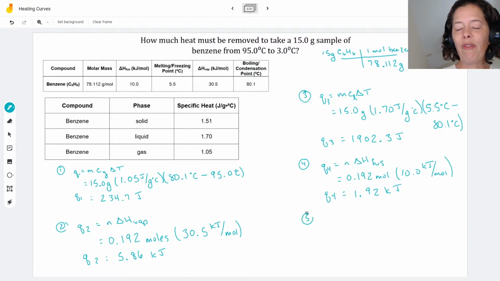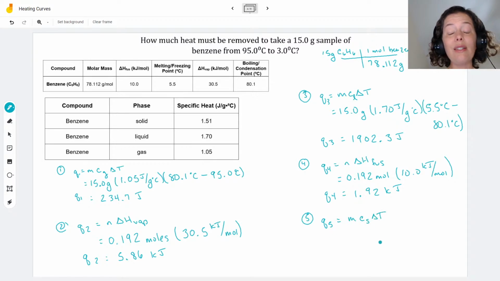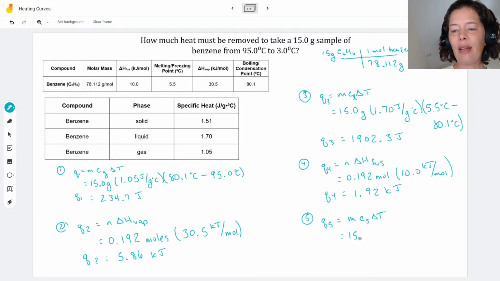So step 5, Q5, we're back to MC delta T, but in this case, again, we're in the solid phase, so our specific heat needs to be for the solid. We still have 15 grams. The specific heat for the solid is 1.51 joules per gram times degrees Celsius.